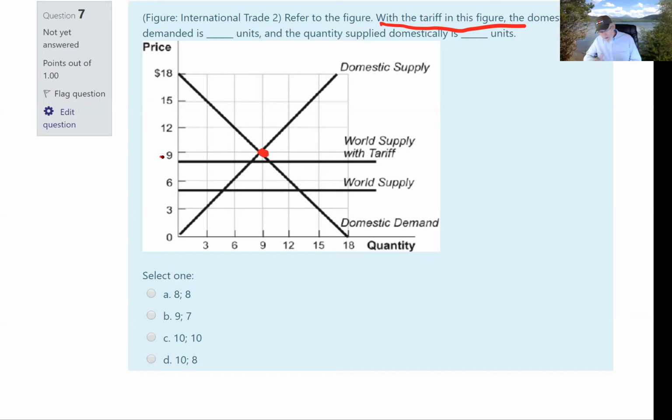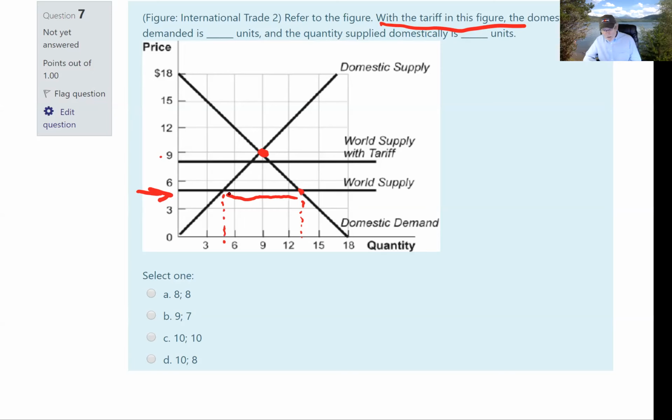If we have opened up the market to trade, and we don't have a tariff, we just figured that out in the previous question. We said that the price would be right in here. It looks like about $5. And how much would American consumers want to buy? Well, they would want this quantity. How much would American producers want to sell? They would be willing to sell this quantity, and this horizontal gap in between would be the amount that would be imported.